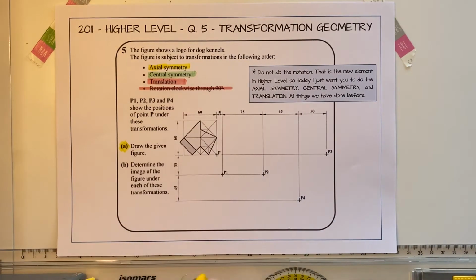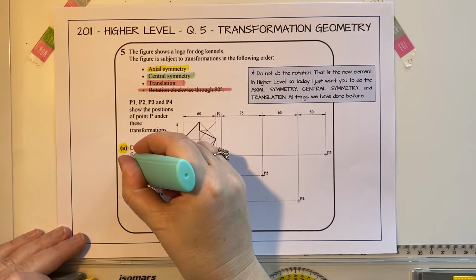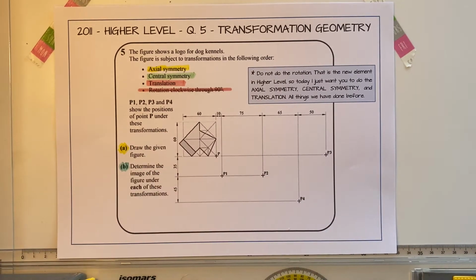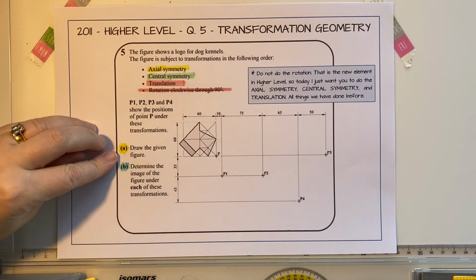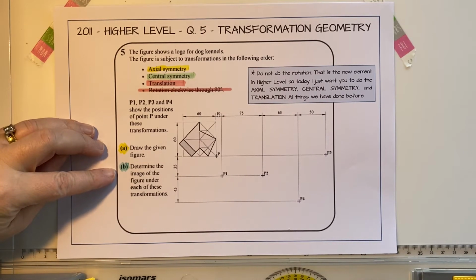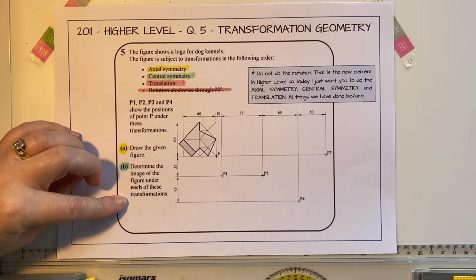given figure. Whereas in the ordinary level, I'm pretty sure, I must check that to be certain in all cases, but certainly they wouldn't write that. They just tell you go straight ahead and do the transformation. So usually when that's written, that means that there are marks for it and it is valuable. So we're asked in part A to draw the given figure. Part B, determine the image of the figure under each of these transformations.